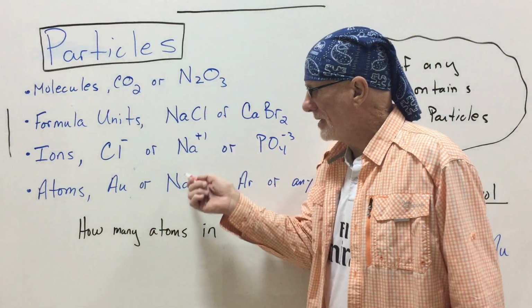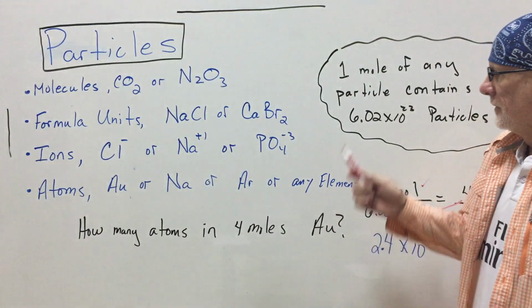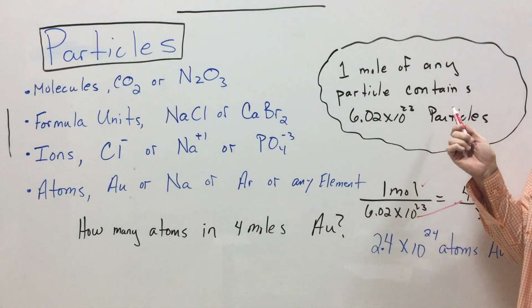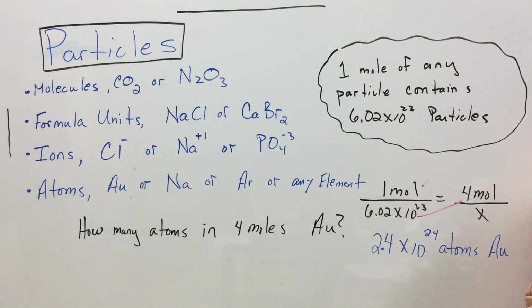Okay, so here are your 4 basic particles. 1 mole is 6.02 times 10 to the 23rd particles. Here's a quick problem, and that's it. The mole.